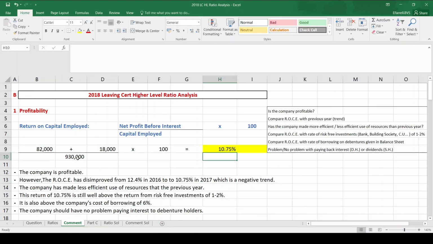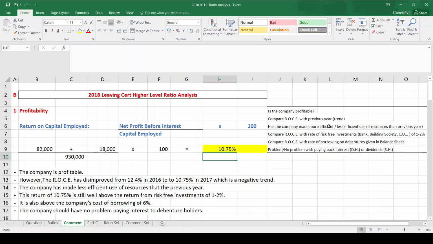So now we have to comment on this. And again, there's no set answer for this because the return is different for everybody. Some people might be happy with a return of 7.5%, some people might be happy with a lower return, some people might be looking for a higher return. But the general rule is that around 10% would be seen as a good return.